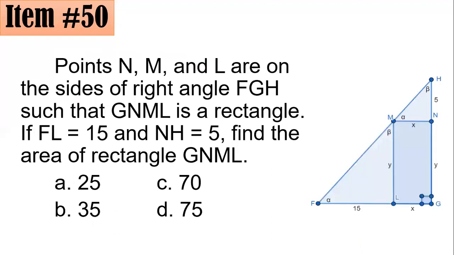And lastly, for this part, points N, M, and L are on the sides of right angle FGH such that GNML is a rectangle. If FL is 15 and NH is 5, find the area of rectangle GNML. Is it 25, 35, 70, or 75?